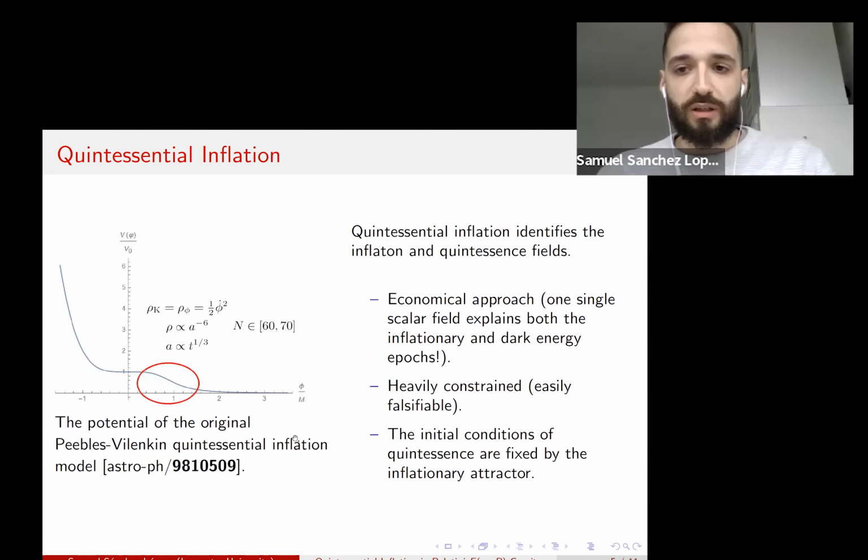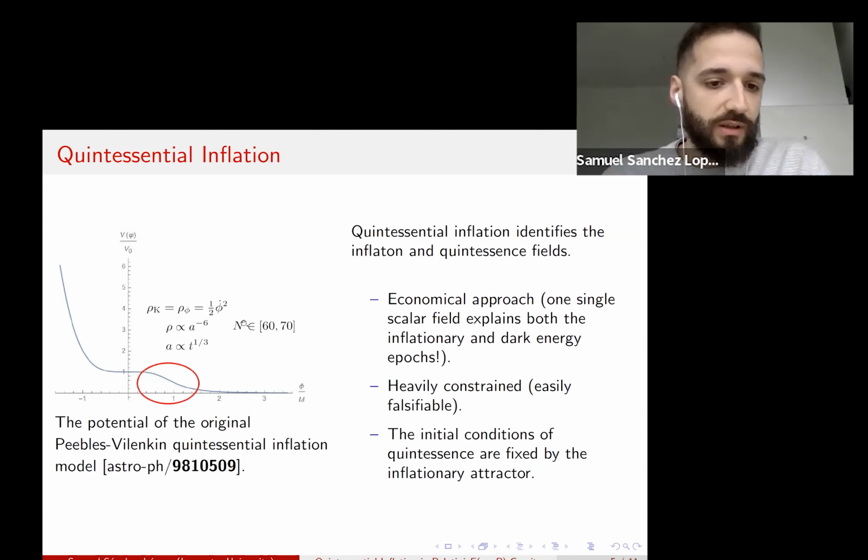Quintessential inflation basically identifies the inflaton and the quintessence fields. And perhaps the biggest advantage of this approach is the fact that the initial conditions for quintessence are fixed by the inflationary attractor. I think this is very nice.